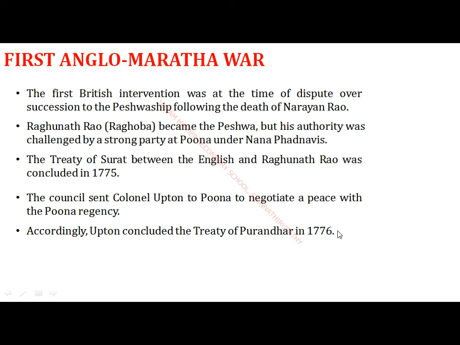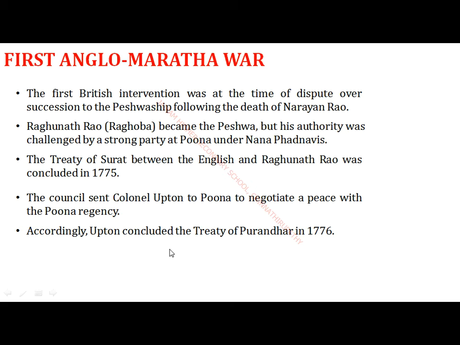At that time, Upton came to Pune and spoke with Narayana Rao's wife, and afterwards the majority party of Pune under Nana Phadnavis was consulted, and at last the council minister Upton concluded the Treaty of Purandar in 1776. The treaty, however, did not take effect due to the opposition from the English government in Bombay. So even though this treaty did not succeed, because the government of Bombay, the English, opposed it.